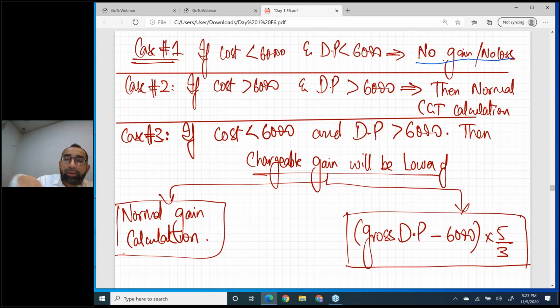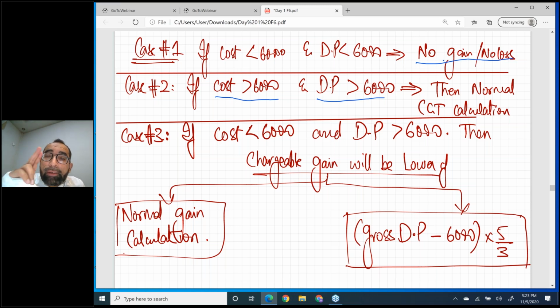Case number 2. If cost is greater than 6,000 and DP is greater than 6,000, then do normal CGT working. For example, you bought a non-wasting chattel for 10,000 pounds and you sold it for 15,000. So the difference is 5,000. Just a normal gain, the way you do it.